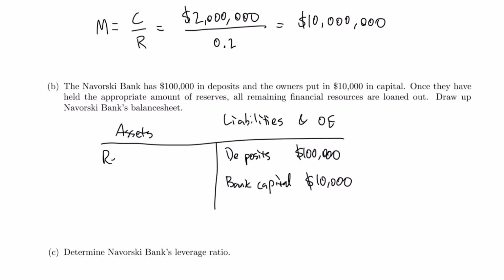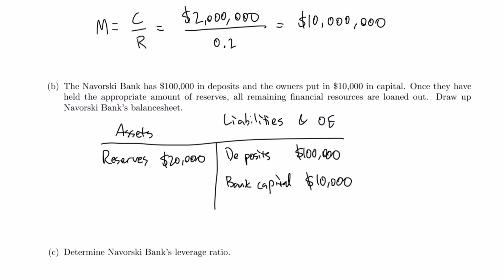We'll do reserves first. We're going to use the reserve ratio of 20% that we established earlier to calculate this out. They're going to hold 20% of their deposits in reserve. Deposits are 100,000, 20% of that is 20,000. And then we're told that they loan out everything else.